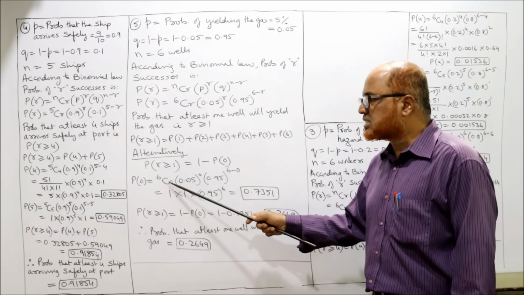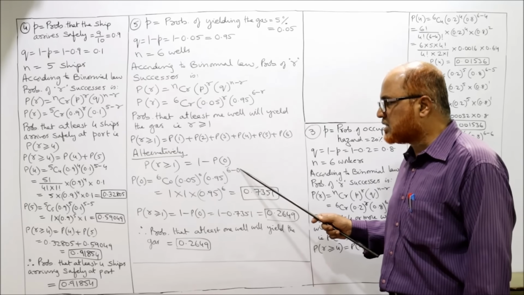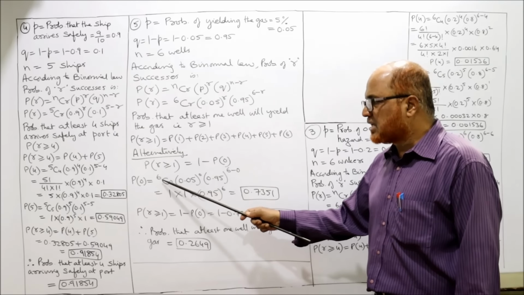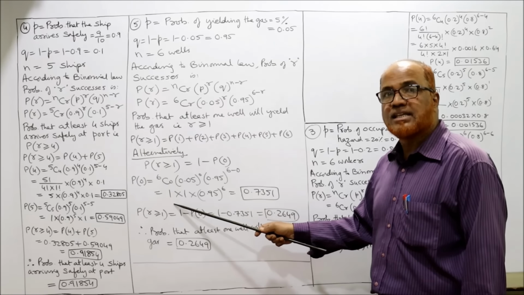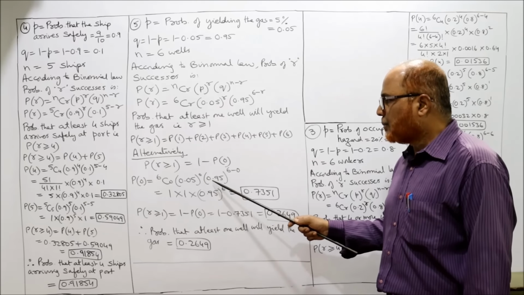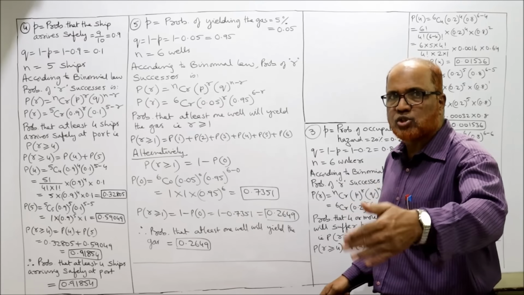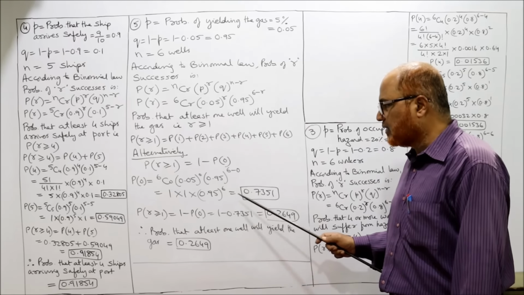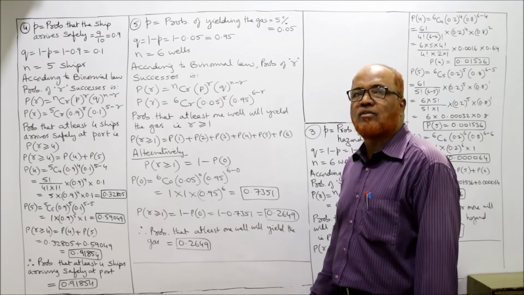So P of 0 is 6C0, 0.05 to the power of 0, 0.95 to the power of 6 minus 0. 6C0, NC0 is 1, into 0.05 to the power of 0 is 1, 0.95 to the power of 6 minus 0 is 6. So 6 times you multiply 0.95 into 0.95, 0.7351. So 0.7351 is P of 0.